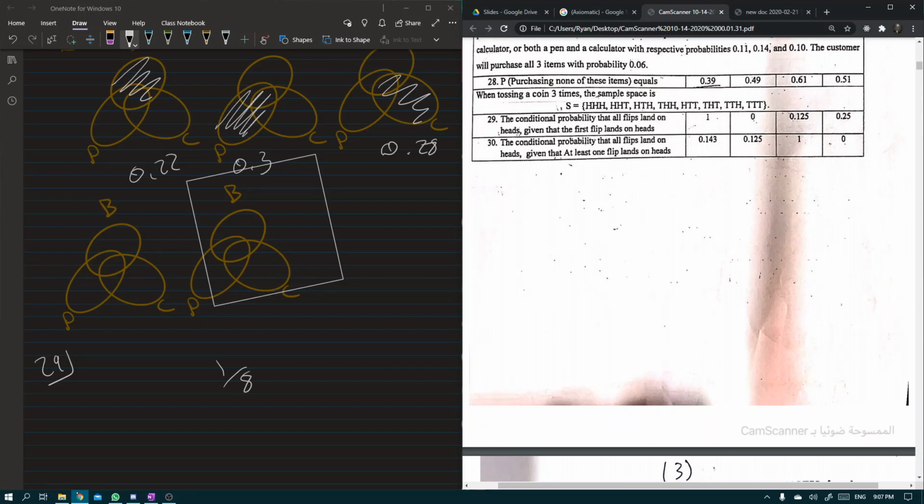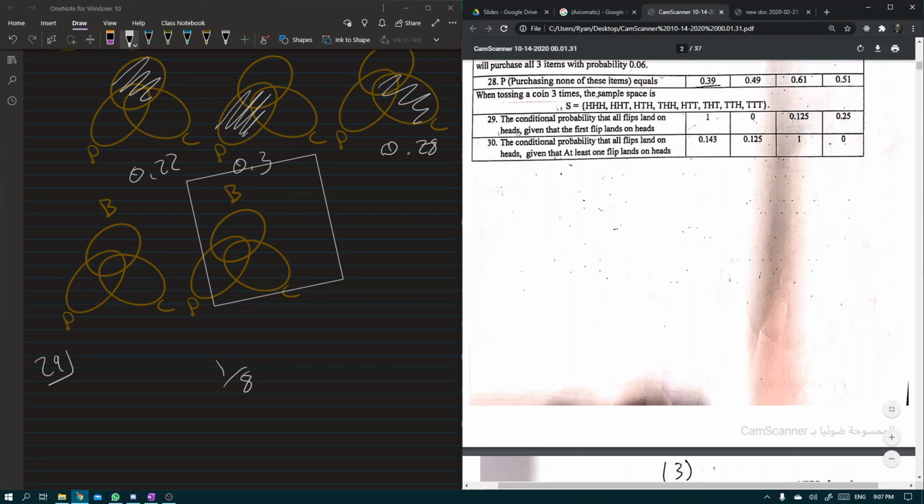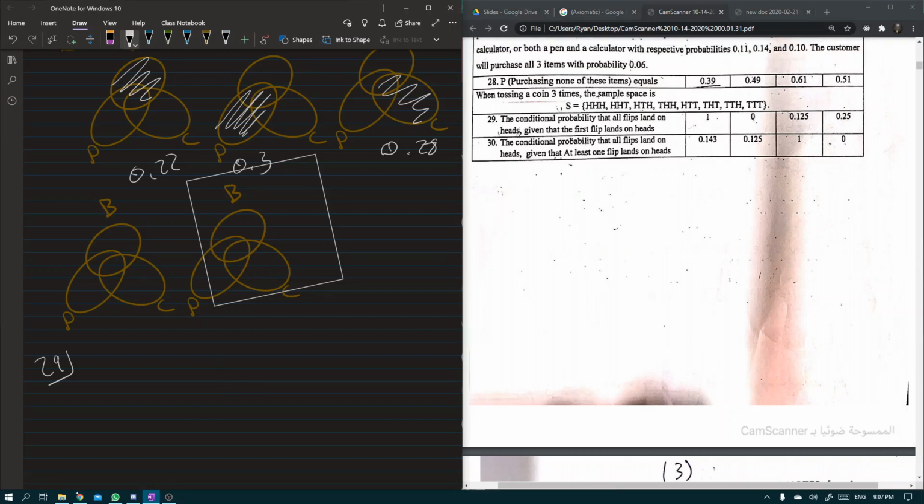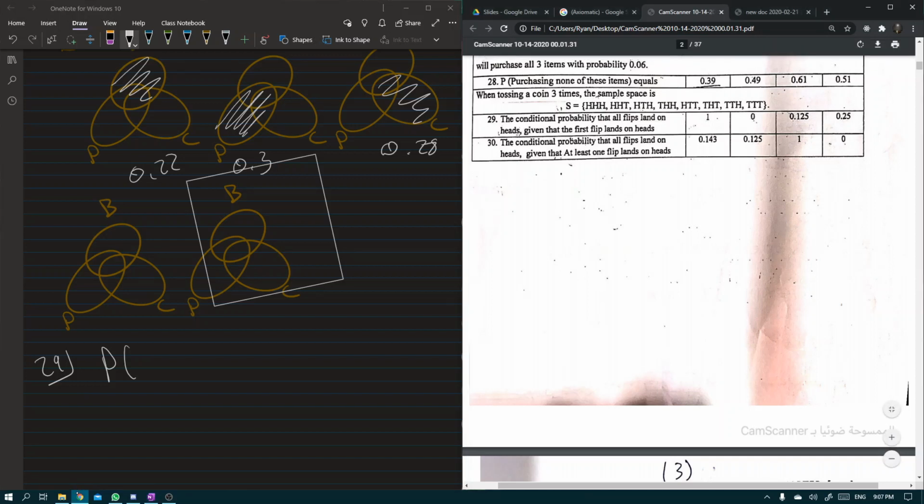The conditional probability that all flips land on heads, given that... oh wait, at least... wait, no, it's not. Okay, I didn't read the second part. All flips land on heads, so we know that the second one is already heads. The first one is already heads, so we just select the ones that are heads. Given that the first one is going to be first, these, okay? 1, 2, 3, 4, 5.